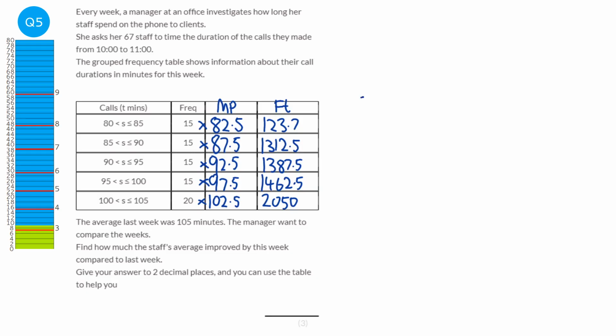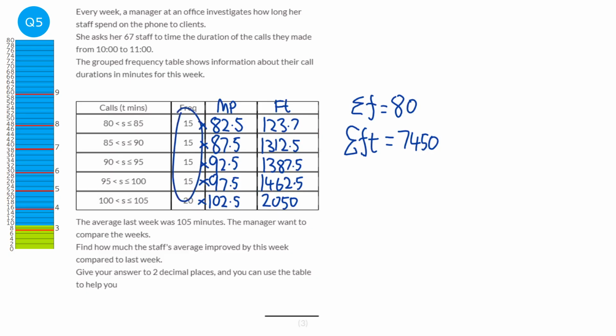Right, next we need to add up the frequencies and add up the FTs. So we're going to have the sum of the frequencies. So I'm just adding all this column up, and that will be 80. And we have sum of the FT, and so we're going to just add this column up here, and so that would be 7,450.